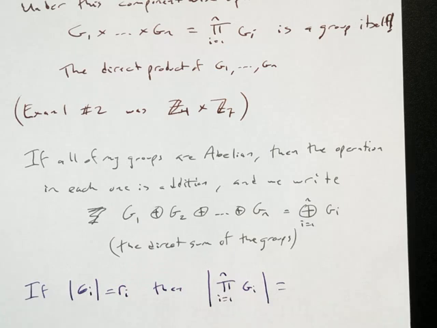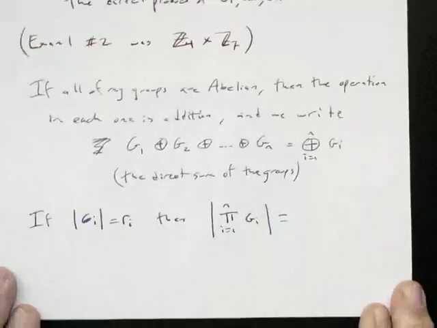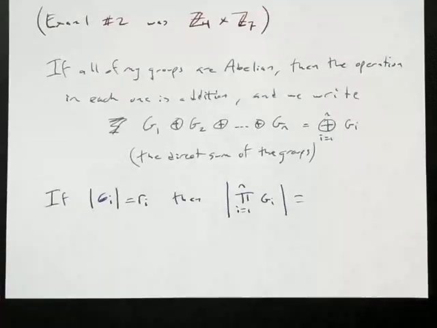Let's suppose each group is finite. If each group is finite, G_i has r_i things in it, then how many ordered n-tuples can we get? How many elements can I have in the set of ordered n-tuples? How many things are in the direct product?